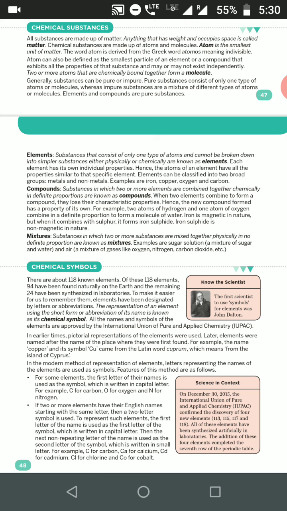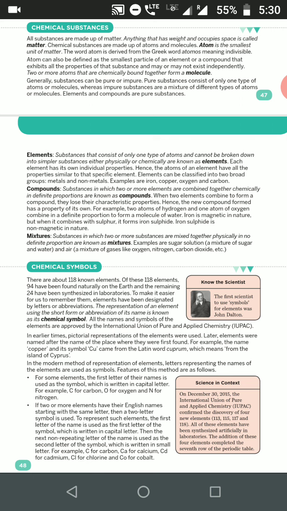All the names and the symbols of elements are proposed by IUPAC. This is important. What is IUPAC? International Union of Pure and Applied Chemistry. You have to learn this definition and abbreviation. IUPAC, International Union of Pure and Applied Chemistry. They give the approval for what the symbols and what the names of the elements should be. So they decide.